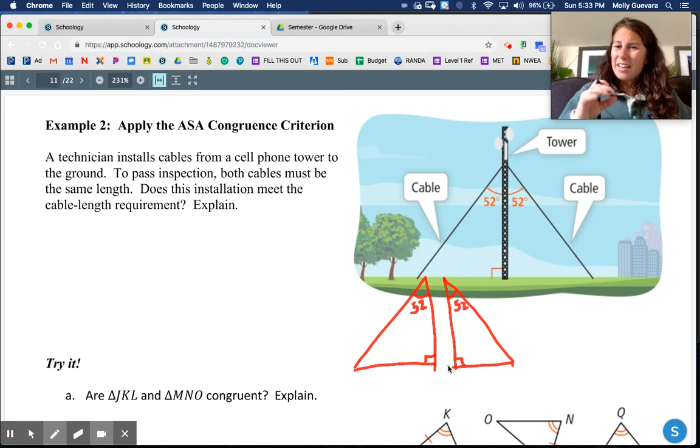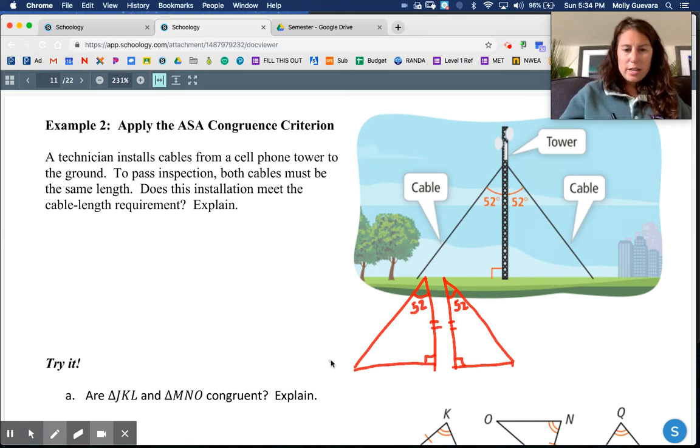But separating them sometimes is really helpful, okay? And then the only other thing that I see in this problem is that the tower is the same length no matter what. So that tells me that this length is the same in both triangles, okay? So by looking at this, I can now see that these two triangles are congruent by angle, side, angle.